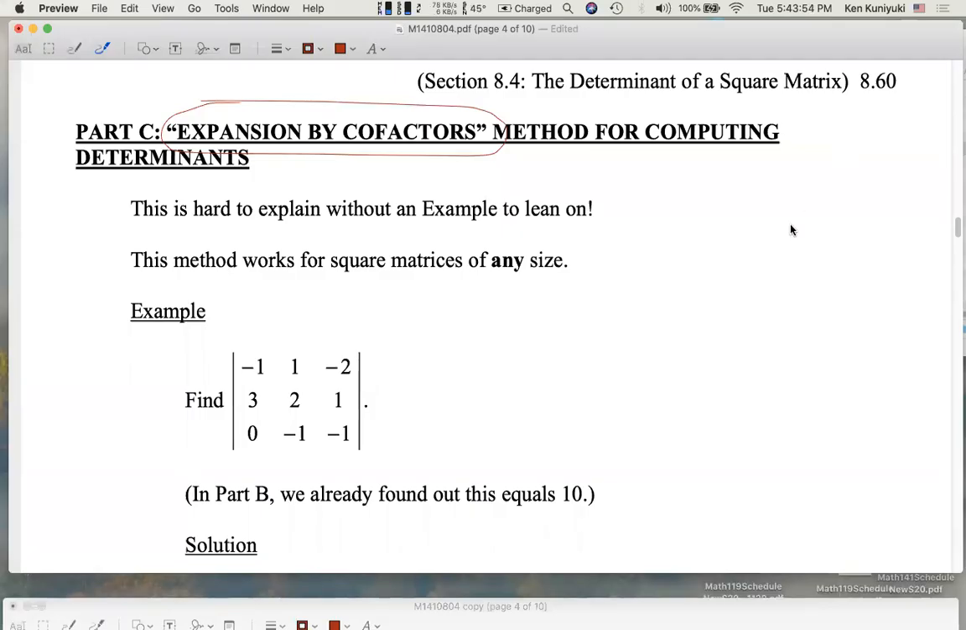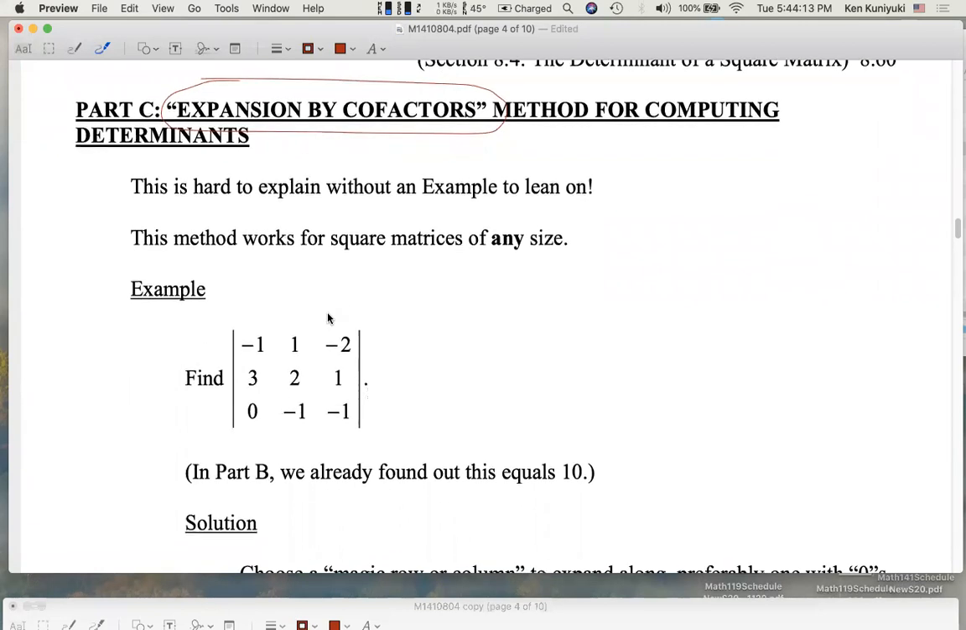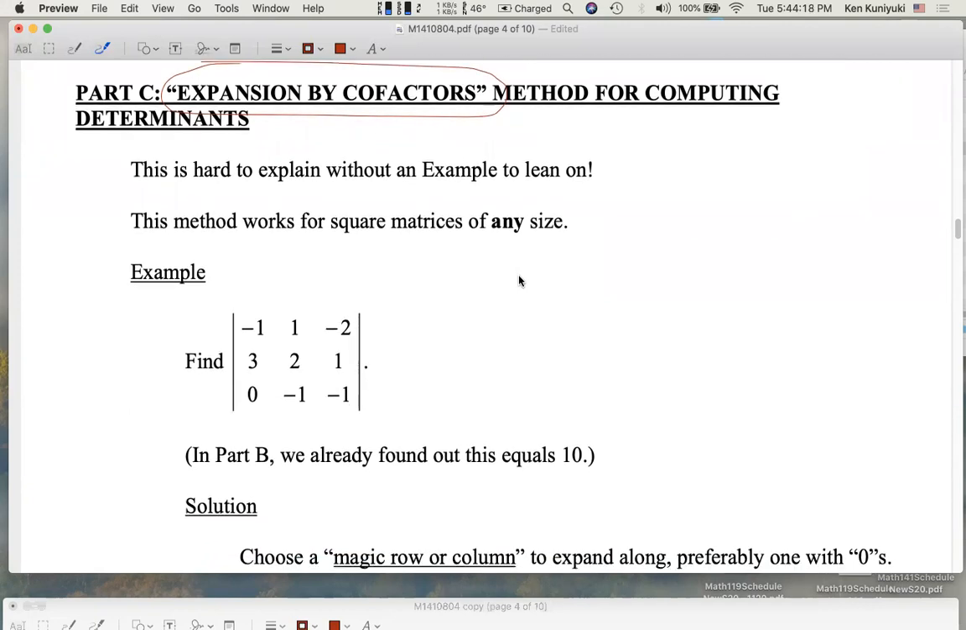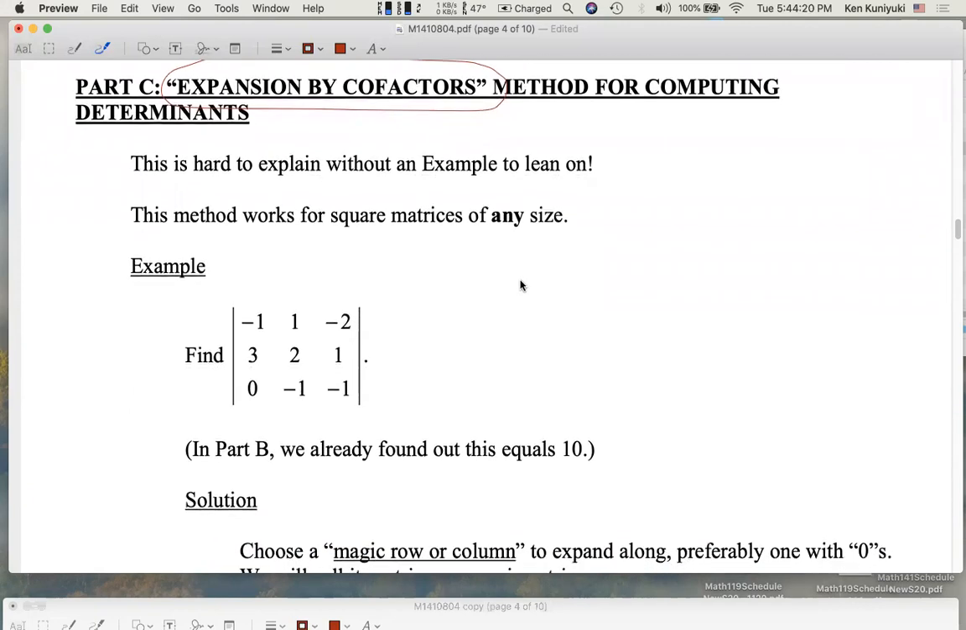The general method for computing determinants is the expansion by cofactors method, which in principle you could apply to 4 by 4, 5 by 5, and so forth. Well, let's start with an example, because without an example, there's no point in talking. You've got to see an example. The method works for square matrices of any size, but it's much harder for much bigger matrices.